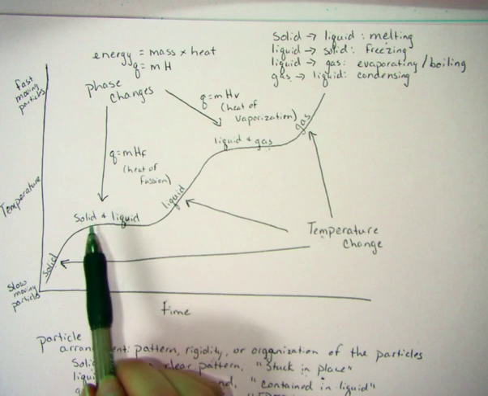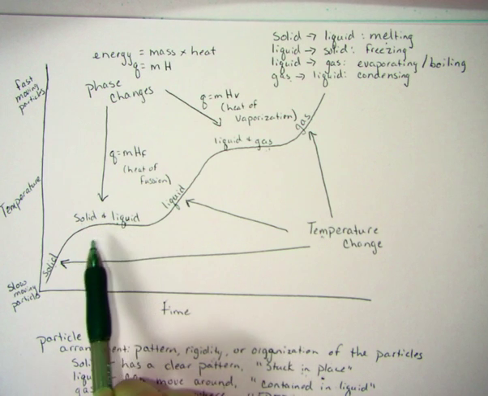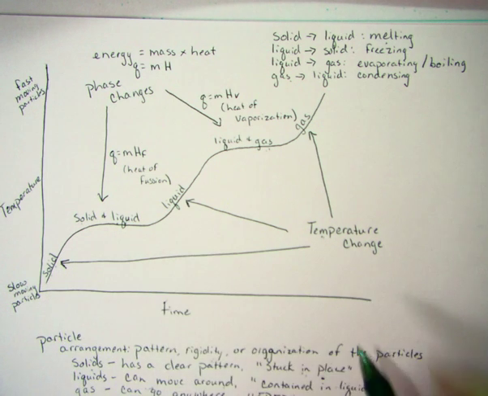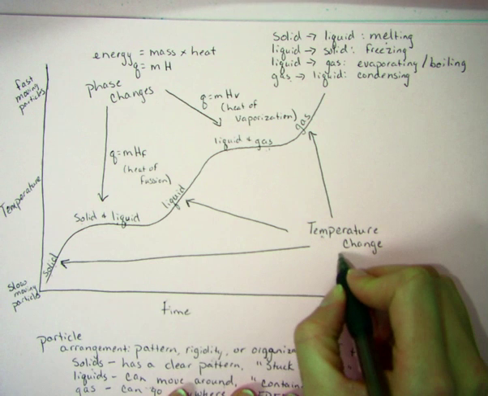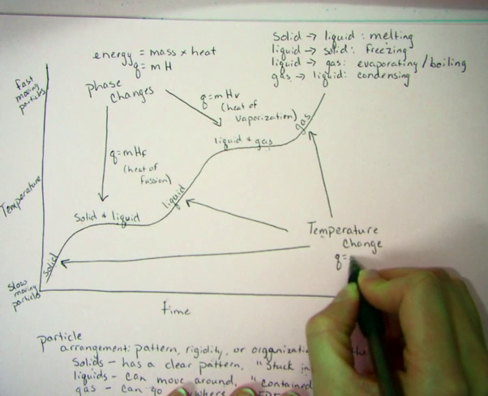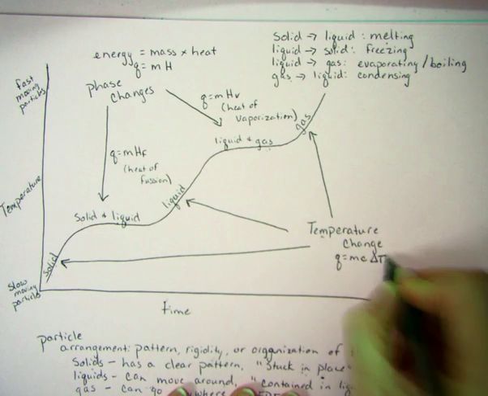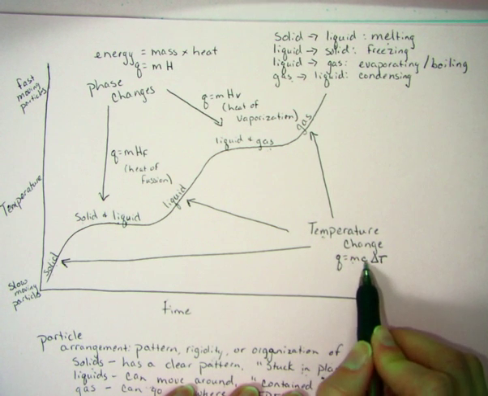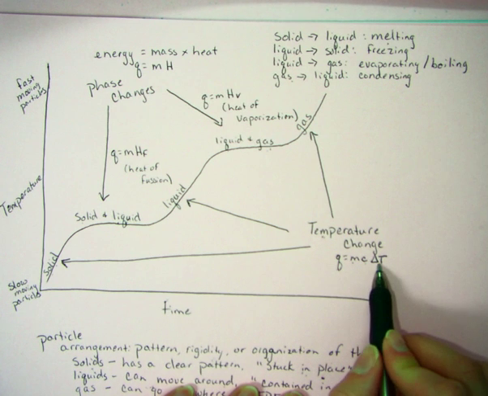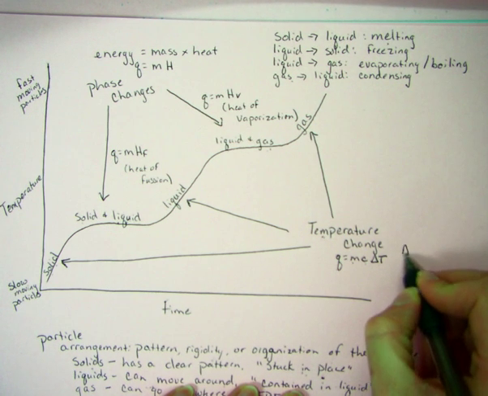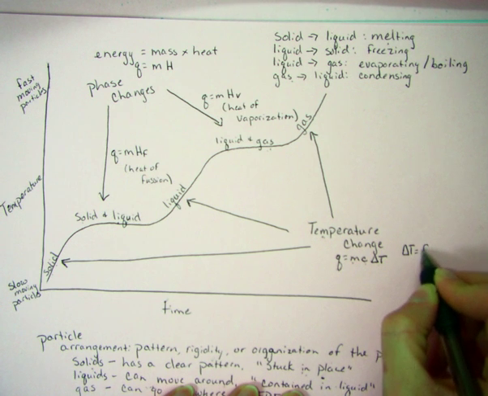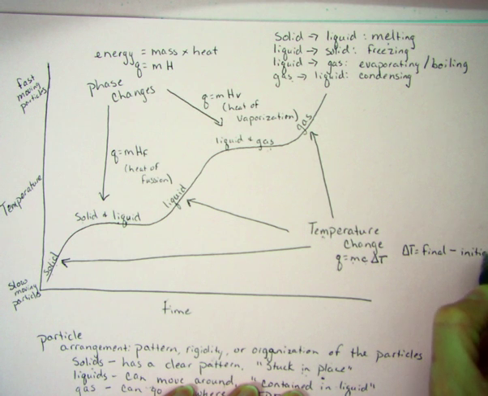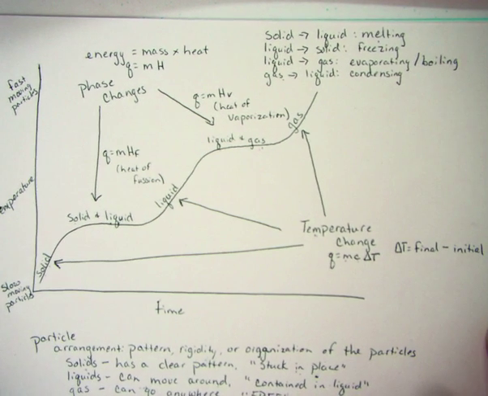That's how we calculate the energy used to change a phase. It's different than the energy used to heat or cool a substance. So if we're dealing with a temperature change, we use Q equals mc delta T, or energy equals mass times the specific heat times the change in temperature. And to get change in temperature, we do final minus initial. A little off the screen there.